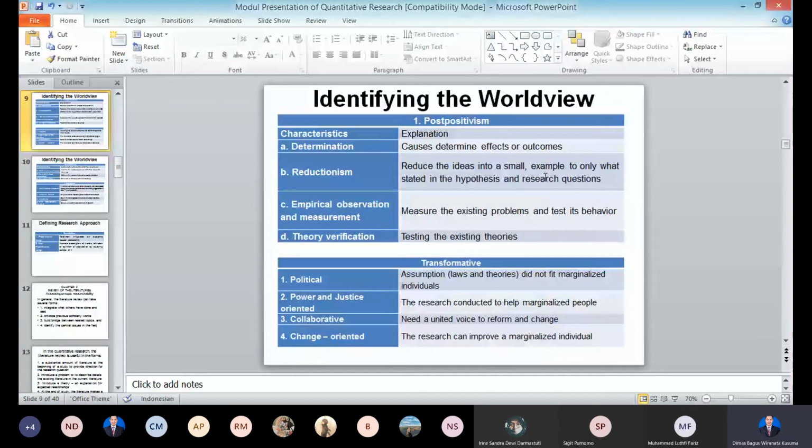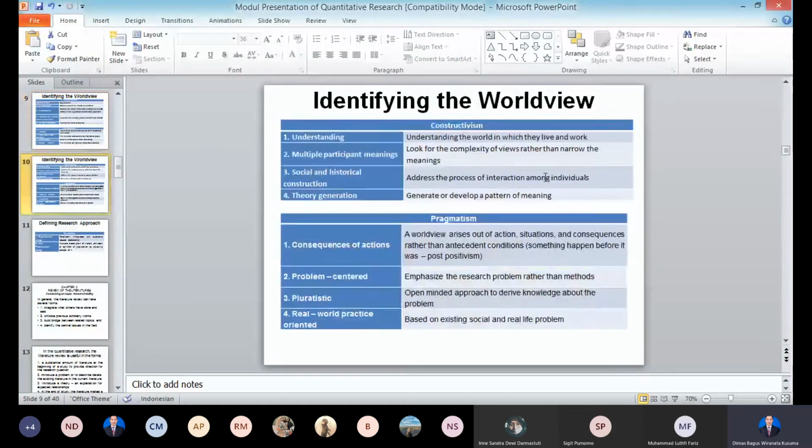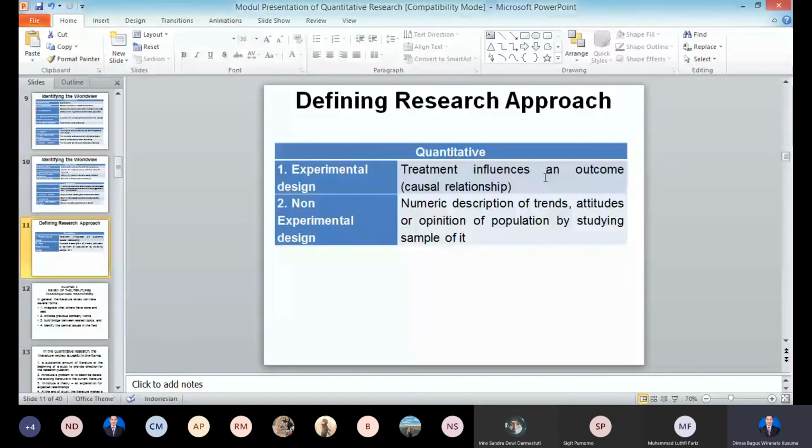Unfortunately, the majority of the students in university locate themselves as post-positivism because they just want to relate the dependent and independent variables in simplistic ways. Okay, the next one. Having understood the worldview, now we are going to research approach.